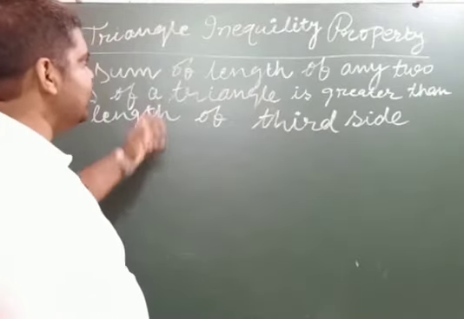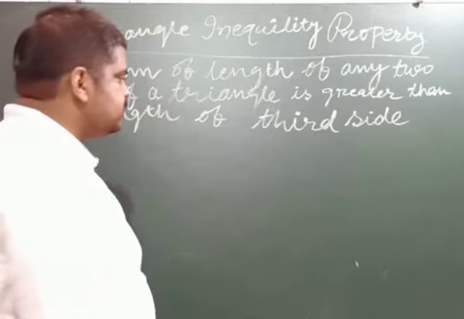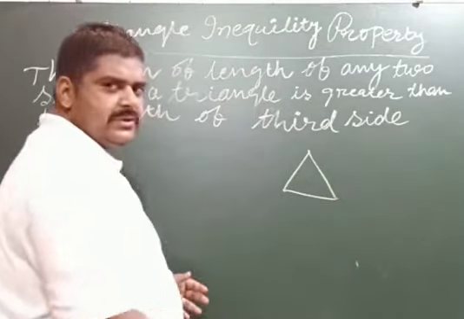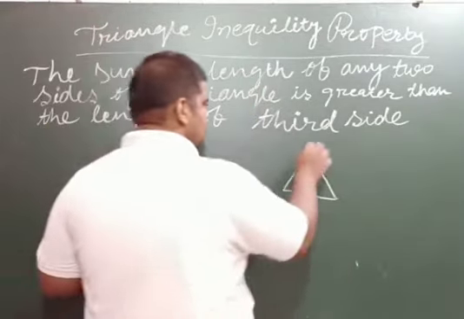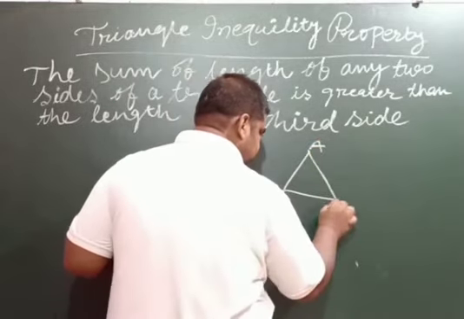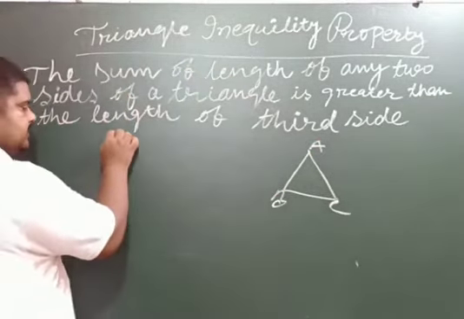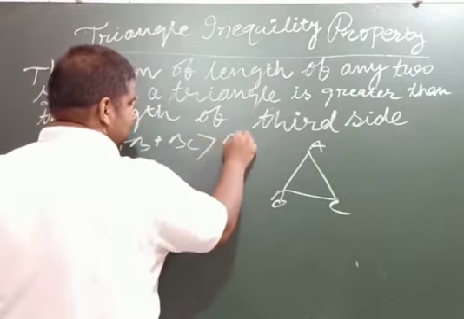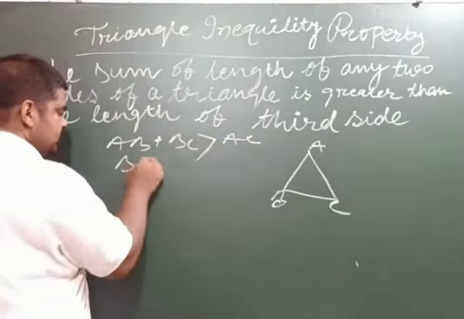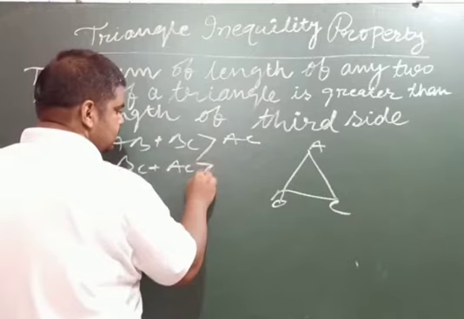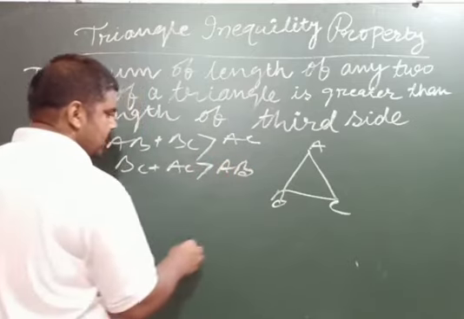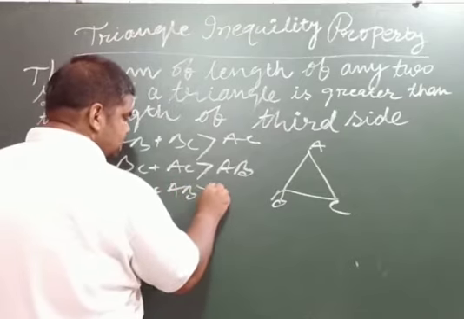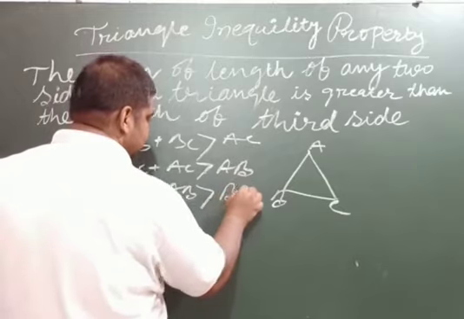My dear student, regarding the triangle inequality property, it is said that in any triangle the sum of any two sides is greater than the third side. And what is its meaning? Actually its meaning is AB plus BC is greater than the third side AC, or BC plus AC is greater than the third side AB, or AC plus AB is greater than the third side BC.